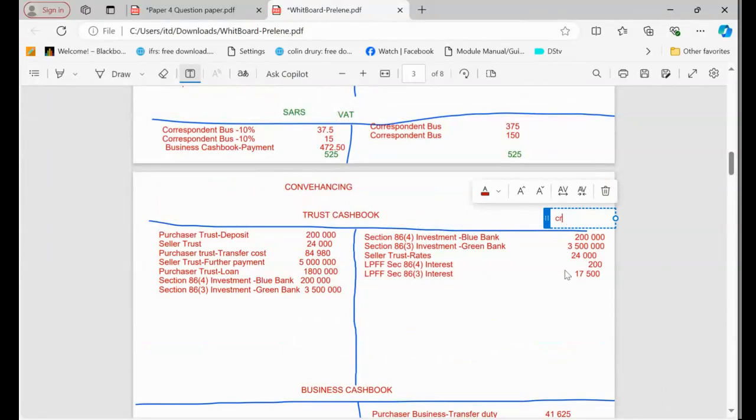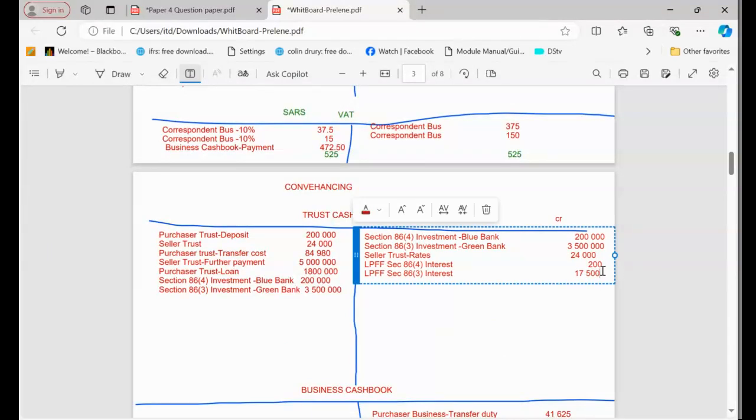So you can come here and say, okay, I'm paying the seller trust. I'm only paying the proceeds according to the seller, according to the agreement. So how much are the proceeds? The selling price of the house was only 2 million. Do you agree with me?